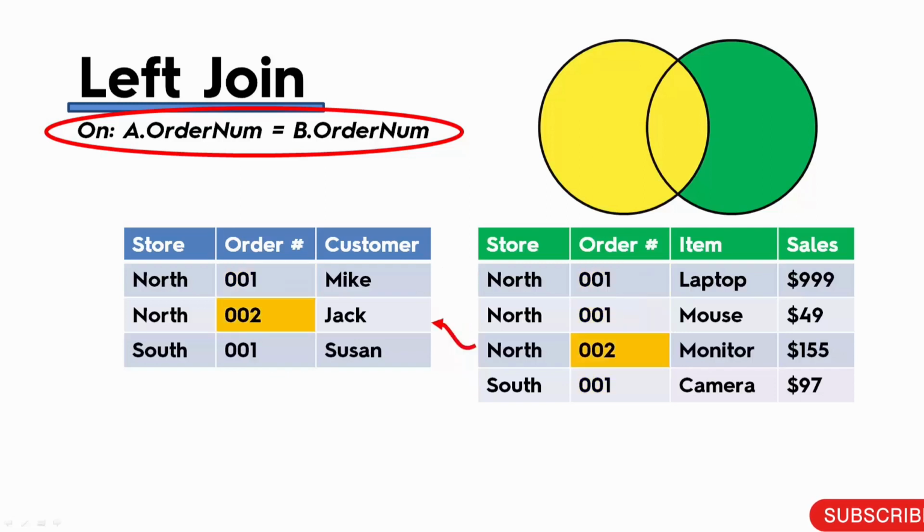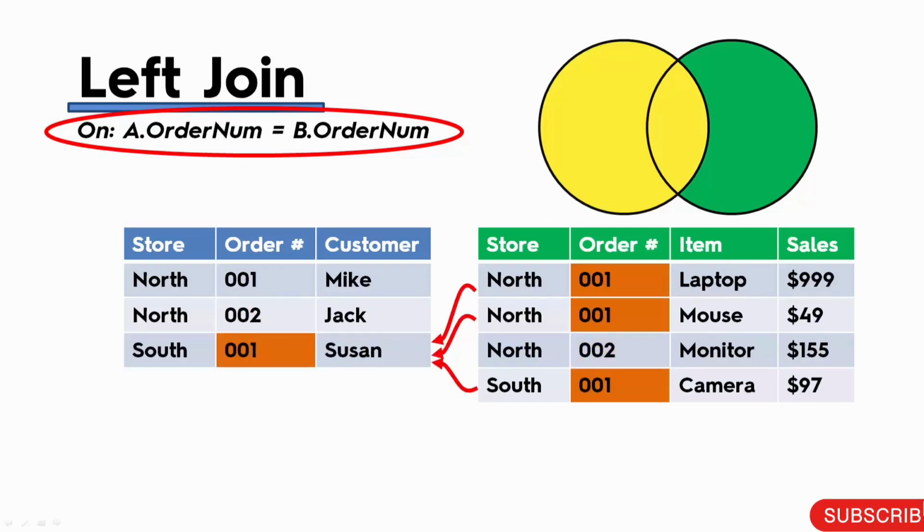So now order number 2 from the Northern store will be matched to order number 2. That's because there's only one order number 2 in both of those tables. And then order number 1 from the Southern store will actually be matched to 3 rows in the second table, which are order number 1, from the Northern store, then the second item from order number 1 in the Northern store, and finally the only item from order number 1 in the Southern store.